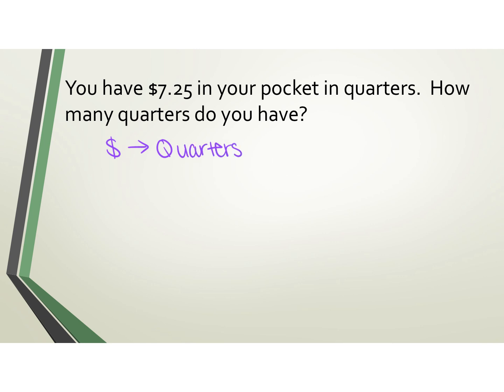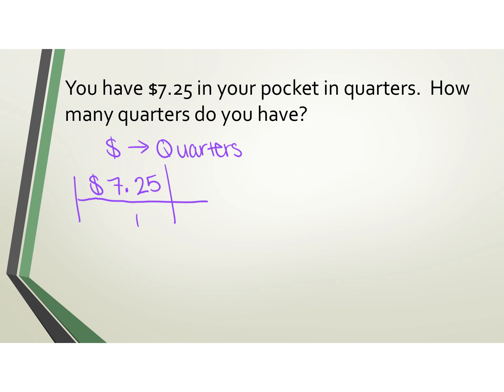Do we know how many quarters are in a dollar? Yeah. Good. Okay, so let's set this one up. What number goes in the top? Okay, 7.25, and it's dollars. Oops, that's a 5. You know how to count numbers.